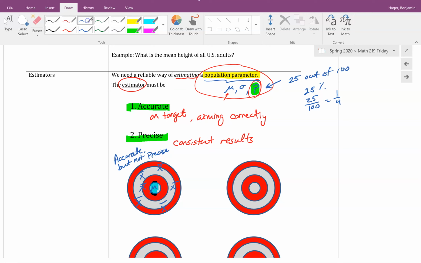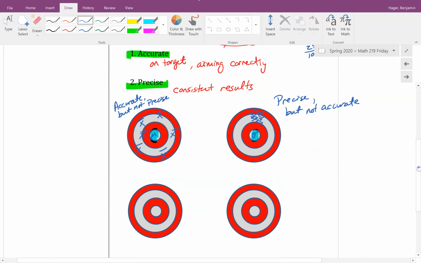Whereas something that might be kind of precise and not accurate is something where, let's say I'm trying to learn about the population standard deviation, so I'll look at a bunch of sample standard deviations, and maybe I'm being very consistent. Every time I take a sample, this is the standard deviation I get, and so I'm totally precise and consistent with my results, but my aim is off. I'm not pointed at the target, I'm pointed somewhere else. So that's just kind of like a visual of what they're talking about there.